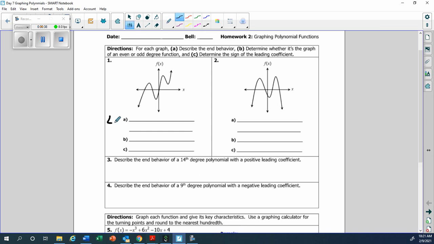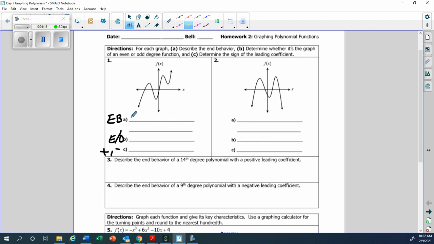So I'll just write end behavior, right? And determine whether the graph is even or odd, right? And then determine the sign of the leading coefficient. Is it positive or negative, right? Positive or negative is what we have to do. So looking at just this graph, remember when I was talking to you about the graph, let's start with the first one, which is end behavior.